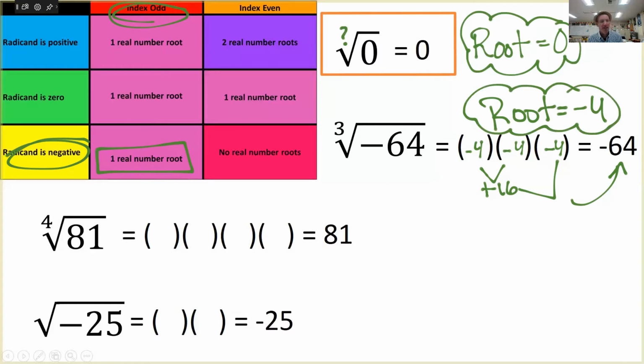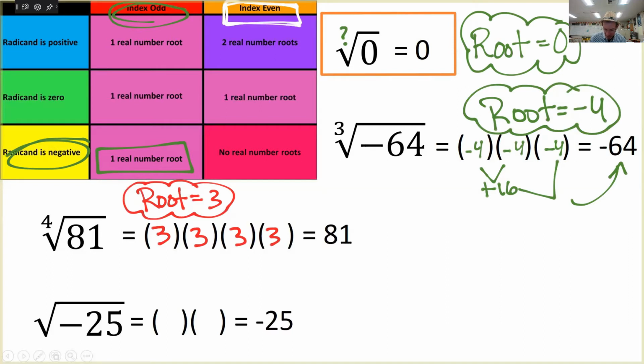All right, on the next problem, we're taking the fourth root of 81. And I know that 3 times 3 is 9, times 3 is 27, times 3 is 81. So it looks like on this problem, our root is 3. The only problem is we have an even index number. So we're up here at the top with an even index number, and we have a positive radicand. So we should end up with 2 real number solutions.